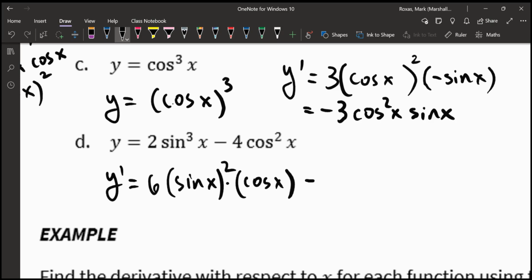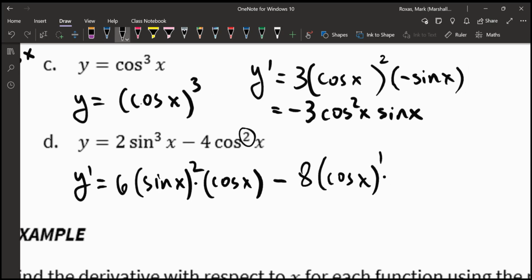And then you have minus, again, cosine is not your outside function, it's the squaring. The squaring is the outside function. So the 2 comes to the front of the cosine, so 2 times 4 is 8. Rewrite the inside, cosine of x. Instead of cosine of x squared, reduce the exponent by 1, so it just becomes 1. And then multiply by the derivative of the inside. The derivative of the inside is the derivative of cosine of x, which is negative sine of x.